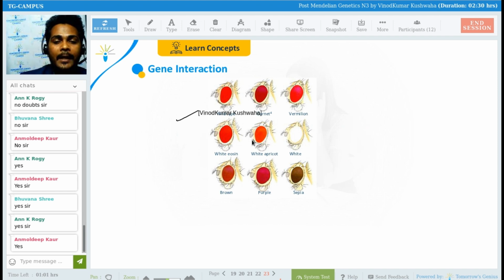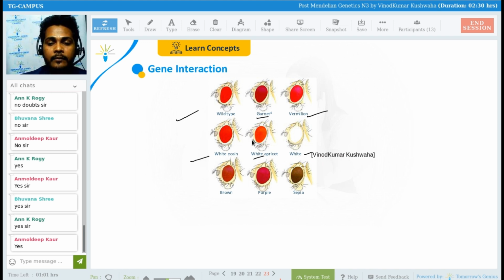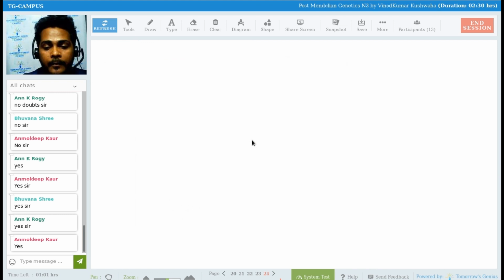So you can see the wild type is red color, then this is garnet, this is vermilion, then there is white eosine, then white apricot, white, then brown, then purple and sepia. So these are just 9, but there are a total of 15, and all of them are controlled by the 15 alleles.